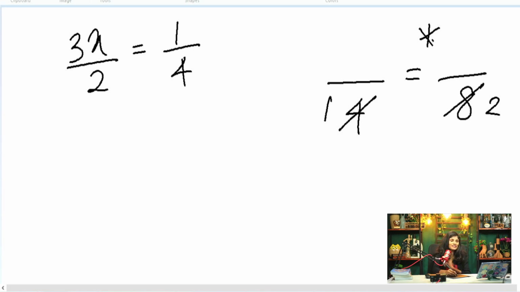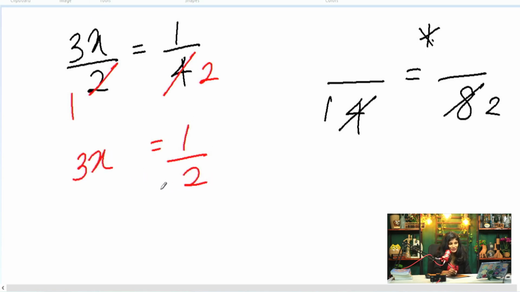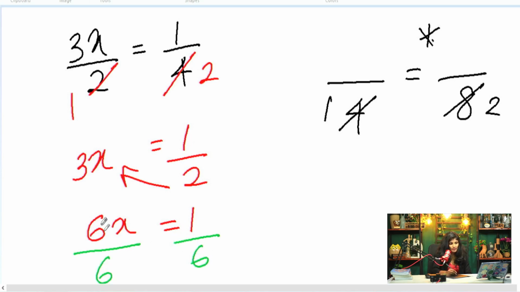Okay. So, in this question, I can do the same thing. 2 times 1, 2 times 2. So, this is a little bit simplified. 3x equals 1 over 2. Now, what I have to do is carry 2 to the other side. Then, it will become 6x equals 1. 6x equals 1. But we want x, no? I will divide both sides by 6. 6 and 6 are cancelling out. x equals 1 over 6.